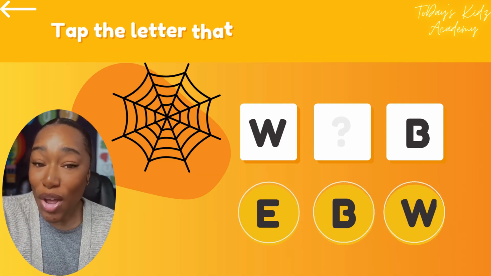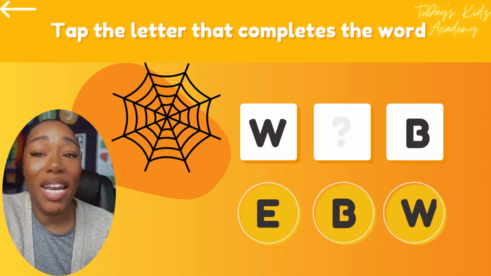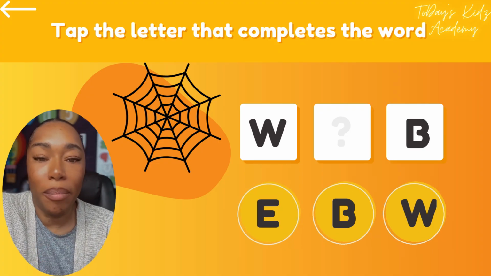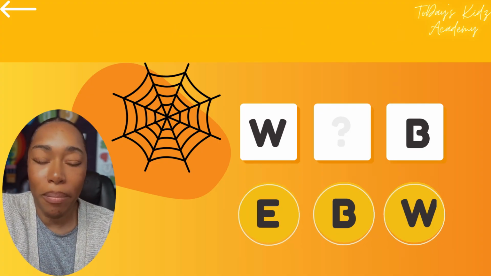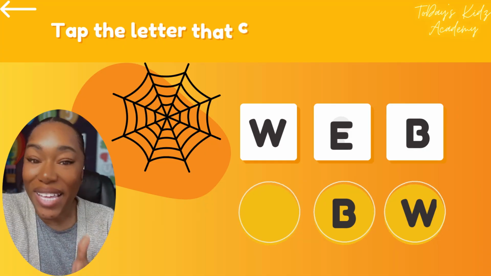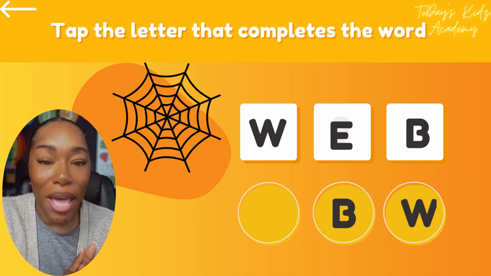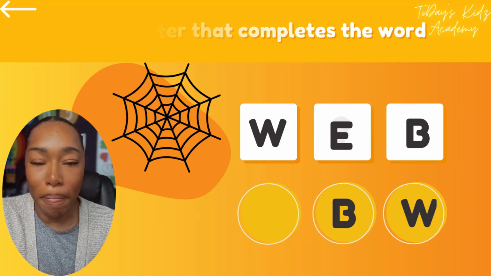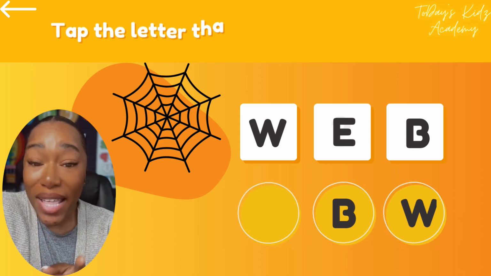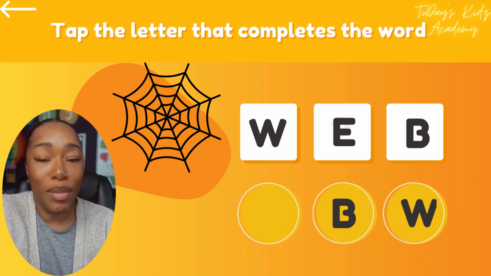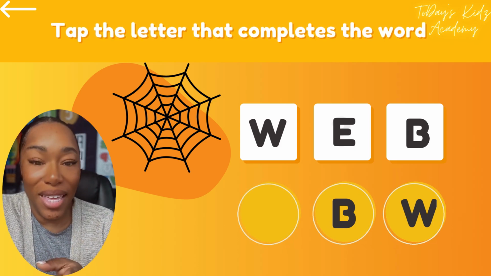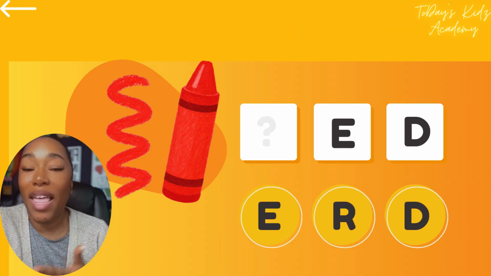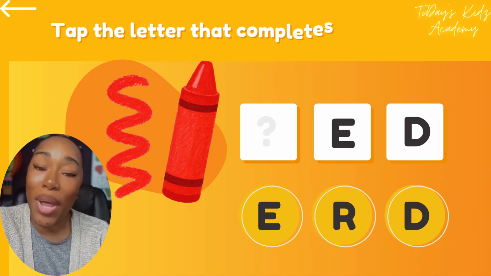Tap the letter on the screen that's missing in web. Web. Did you choose E? Good job, guys. The missing letter in web is E. Now, let's spell it together. W-E-B. Web.